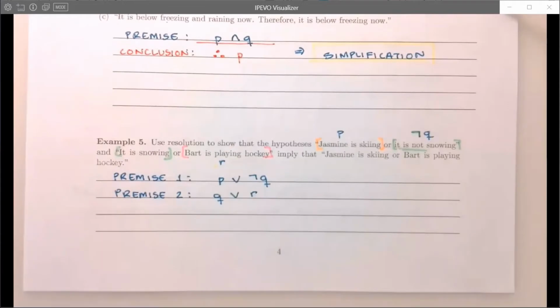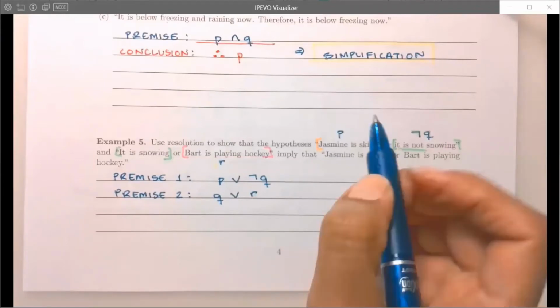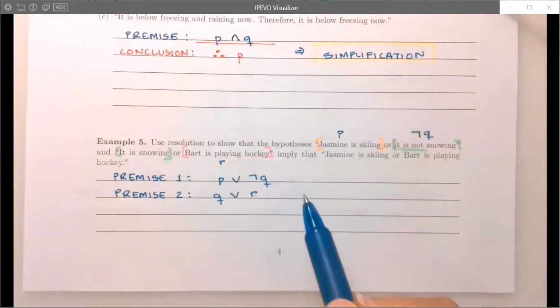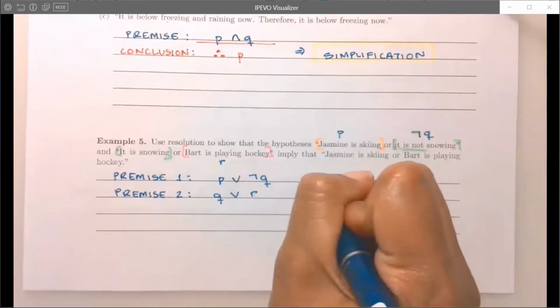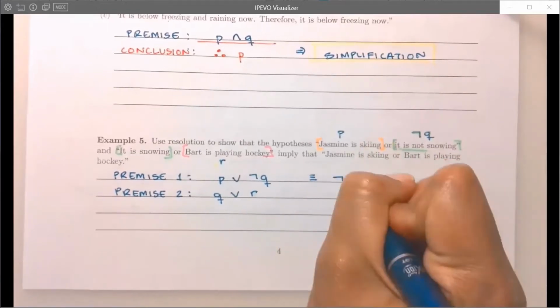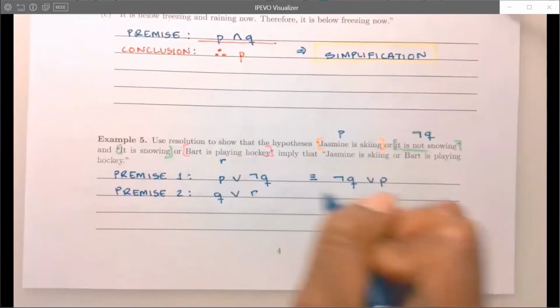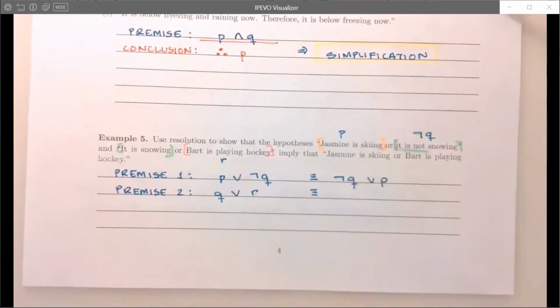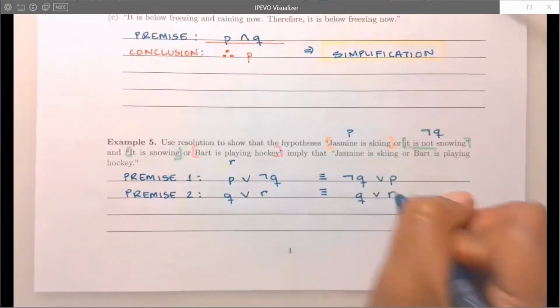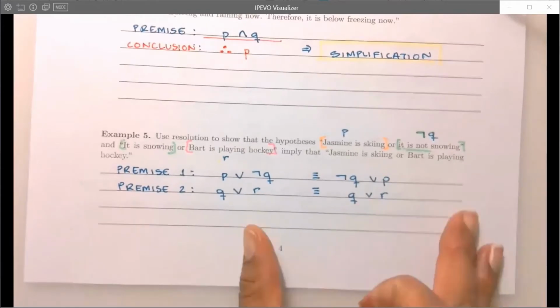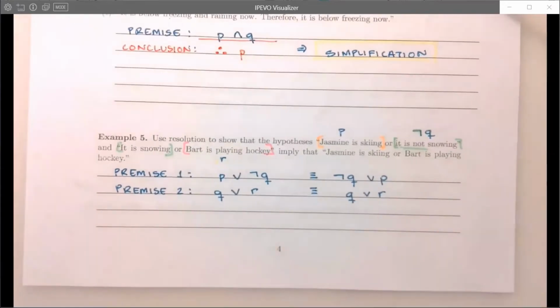And now let's take a look at the rules of inference. Actually, before we do, let me do one manipulation here with the first premise. Since we have disjunction and disjunction is commutative, I'm going to rewrite this into negation Q or P. The order doesn't matter when we're talking about or. And this bottom one, I'm not making any modification, I'm just bringing it over so that they align.